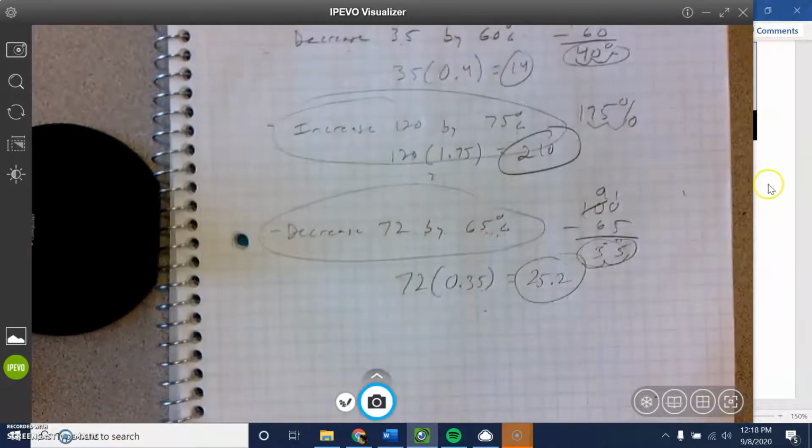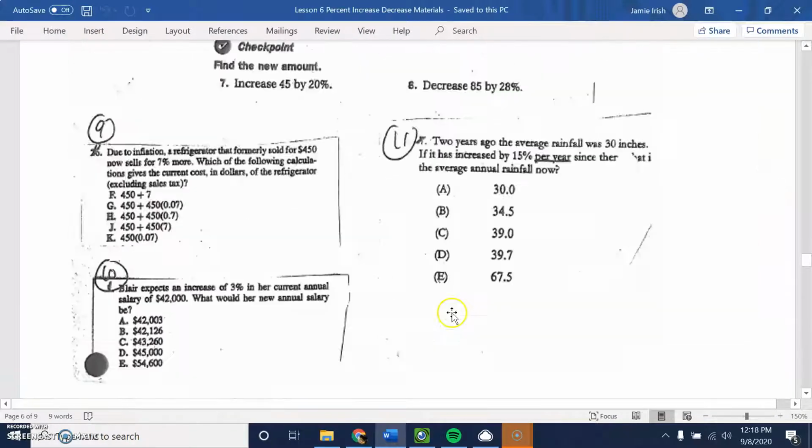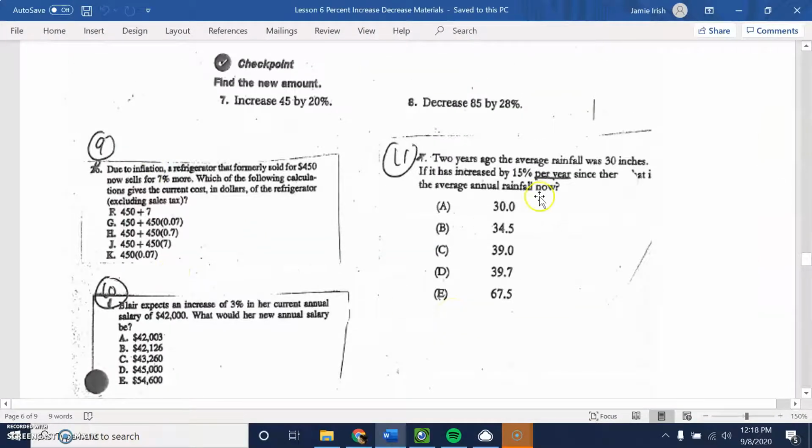Now, let's see if we can make this a little more challenging. Ooh, here are some ACT level problems. Okay, number 9, one at a time. Follow as I read. Due to inflation, a refrigerator that formerly sold for $450 now sells for 7% more. Which of the following calculations gives the current cost in dollars of the refrigerator, excluding sales tax? So just add the 7%. Is it F, G, H, J, or K? What is it? Go.